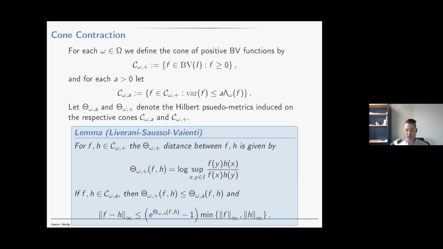And now for our random cones, we want to look at this C omega plus and the C omega A. The C omega plus is just going to be the cone on the omega fiber of all non-negative BV functions. And our A cone is going to be a subset of our C omega plus cone, the subset where our variation is less than some parameter A times our lambda functional value. Now, these are the types of cones that we expect to get our exponential contraction in.